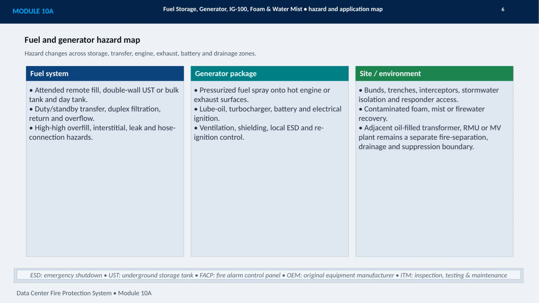The site environment is part of the protection strategy as well. Bunds, trenches, interceptors, stormwater isolation, and responder access must support containment and emergency response. Any contaminated foam, mist, or firewater also needs a recovery plan. Finally, nearby oil-filled transformers or medium-voltage equipment remain separate fire, drainage, and suppression boundaries.